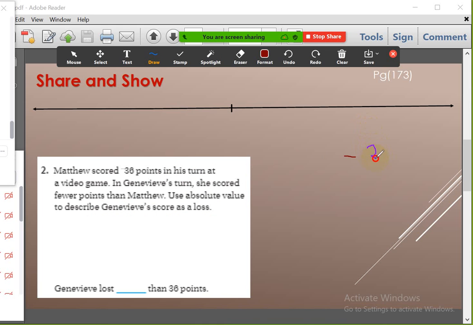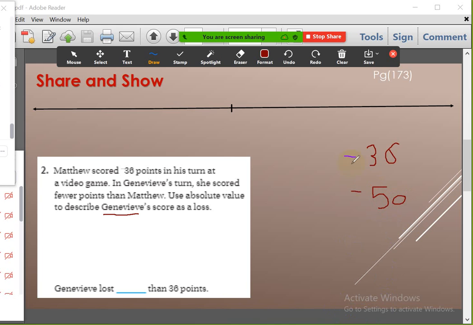If Matthew has negative 36 points, this negative means what? This negative means he lost the points, and this girl also lost. But what? She scored fewer points than Matthew. Already Matthew's score is negative. That's mean maybe she scored negative 50 as an example.